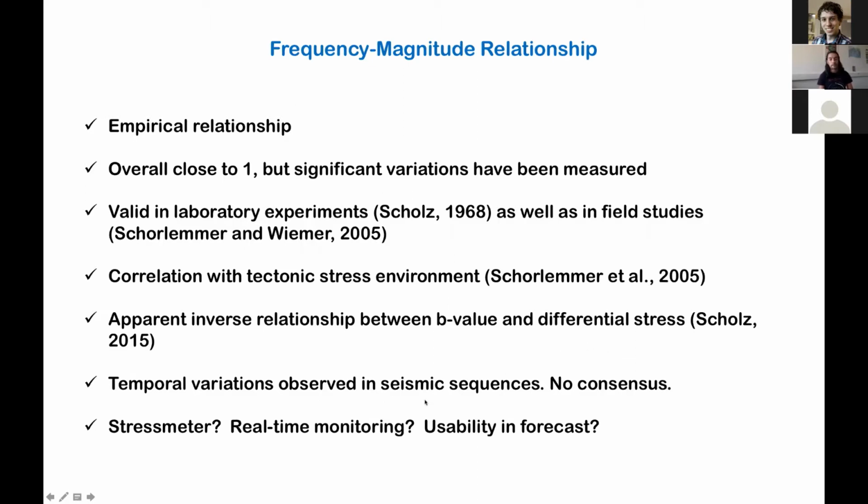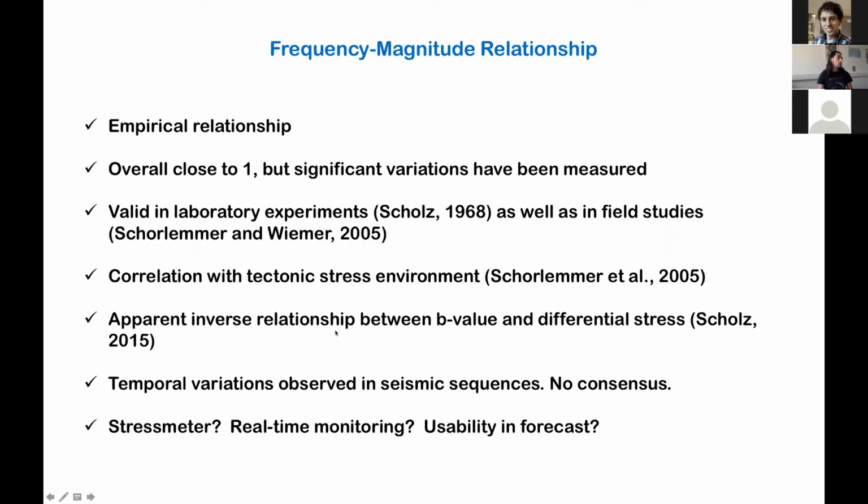Now there are many studies trying to look at the temporal variations observed in b-value in seismic sequences, in particular looking at what happens, for example, before and after main shocks, or during preparatory phases for main shocks, during foreshock sequences. But there's really no consensus of what happens with the b-value, if anything systematic happens, and what the meaning of that is anyway.